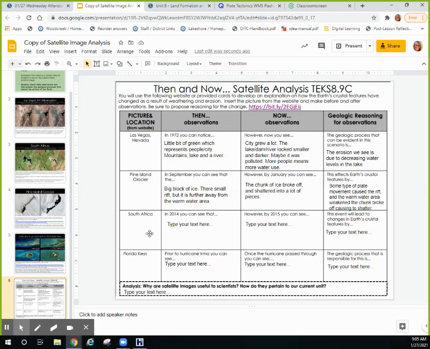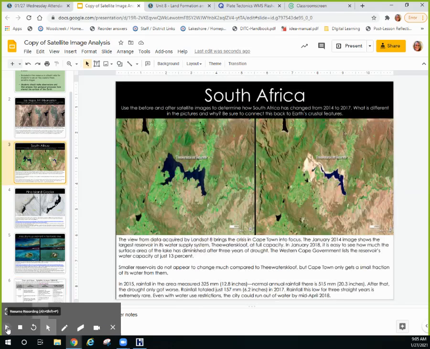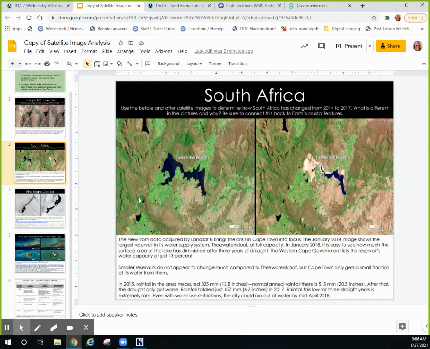The next land area we're going to discuss is South Africa. We're going to read the text and analyze these images as a class. So our analysis of the text is this area of South Africa. In the first image, this is when their reservoir was at full capacity. But over the course of from 2015 to 2018, their amount of rainfall decreased more than half.